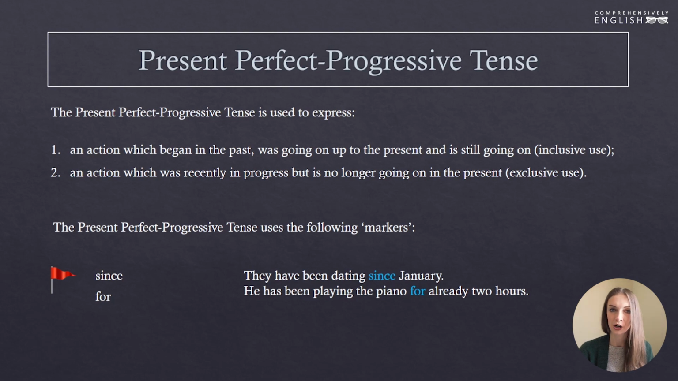These are the same markers that we talked about when we discussed the present perfect tense. And sometimes the present perfect tense and the present perfect progressive tense can be used interchangeably. They have been dating since January and she has been playing the piano for already 2 hours. Most of these examples are examples of inclusive use. So these are the actions that have been going on for a while and are still going on.